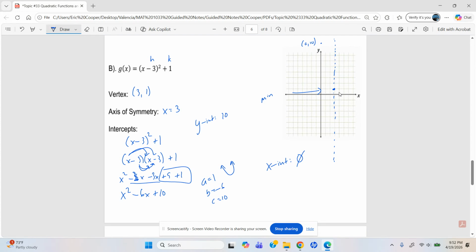Again, because we have this axis of symmetry, if we wanted to find a second point, we could. This here is 3, 1, and we know this is 0, 10. So from 3 to 0, we had to go 3 to the left. So if I take this 3 to the right, I will find the point 6, 10 also to be on this graph. And so my graph will end up looking like this. Okay, but again, that vertex form helps us find the vertex right away instead of having to go through and use the formula.